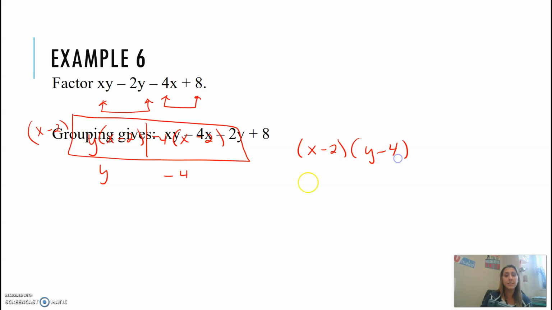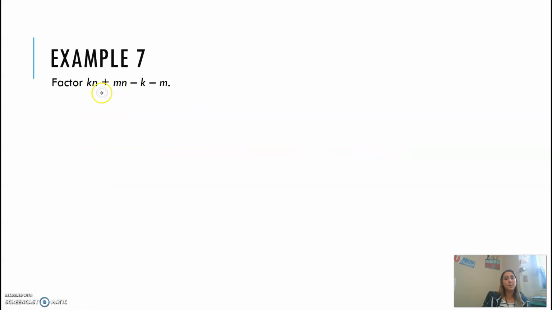We're going to do another example, and it'll be a little bit different. So here's an example. First, I check for a GCF, and there is no GCF for all the terms. There is a common factor between Kn and Mn, they have a common factor of n, but there is no common factor between these two. So I'm going to rearrange these middle terms and see if that'll work.